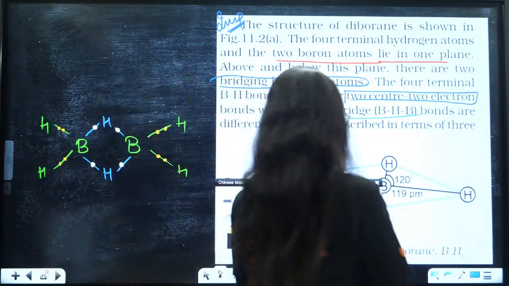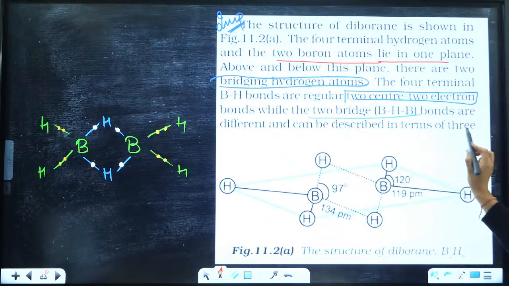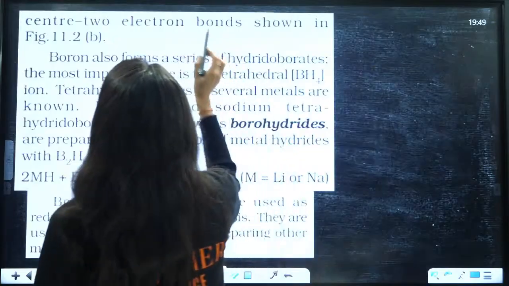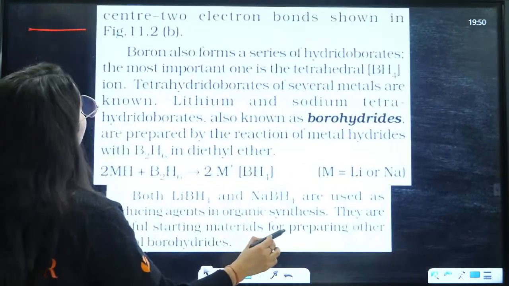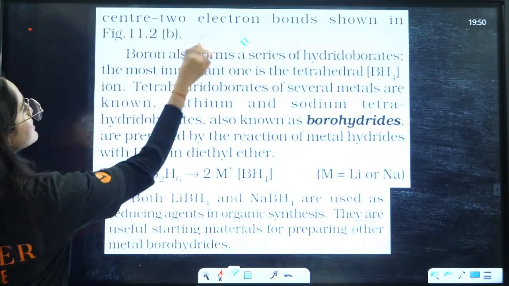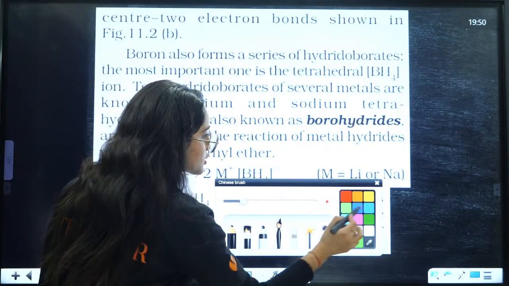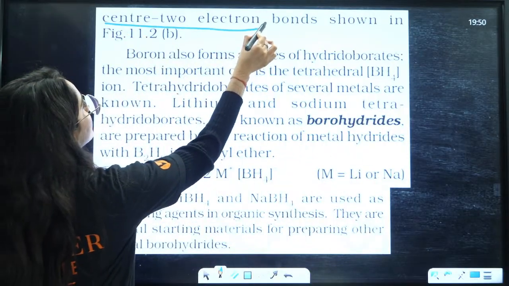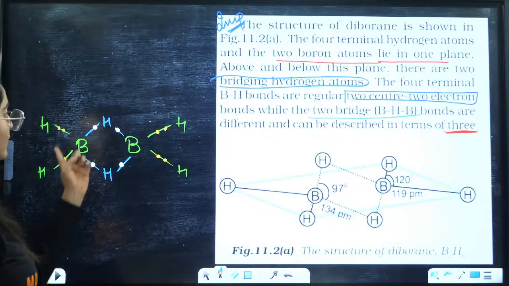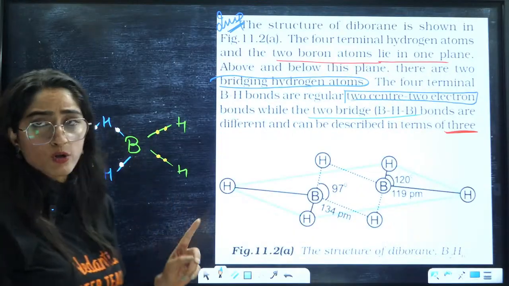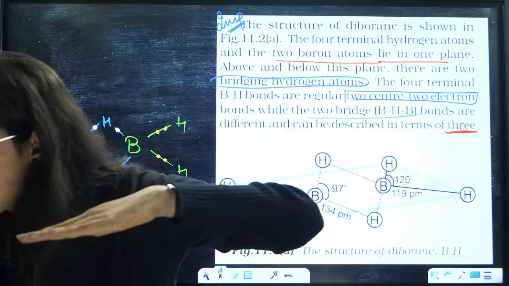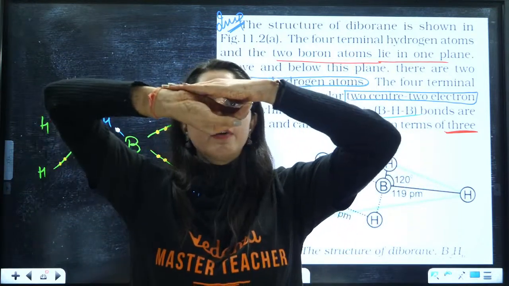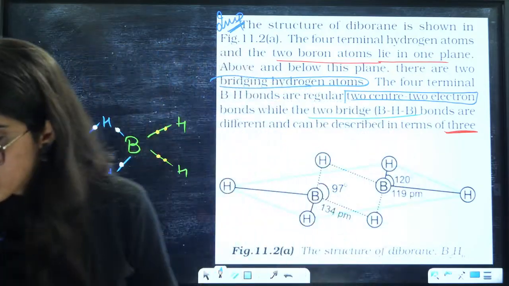So this can be described as 3-centered 2-electron bonds. Very important. These are also called banana bonds. This BHB and BHB are called banana bonds because they are out of the plane. This is the plane; one banana will be above it, one banana will be below it. So these are called the banana bonds.